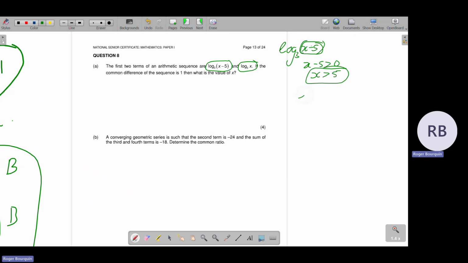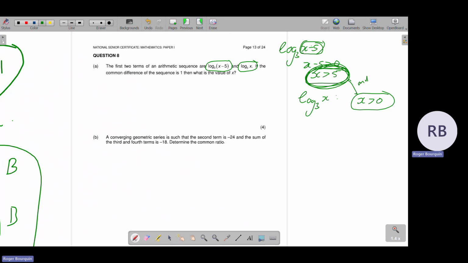And likewise for log 3 of x, in that case x must be bigger than 0. So if x has to be bigger than 5 and x has to be bigger than 0, what does x have to be overall? x has to be bigger than 5. So overall, that is your restriction. If you don't get an answer bigger than 5, then that answer is not valid.